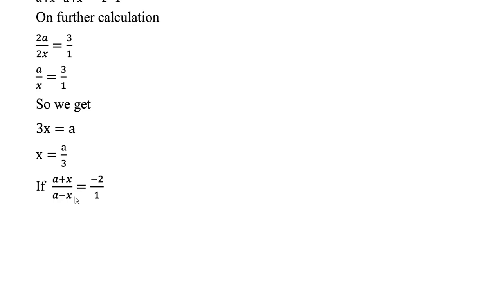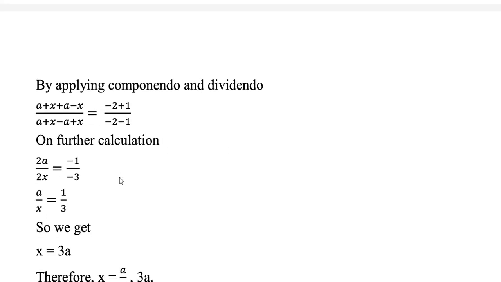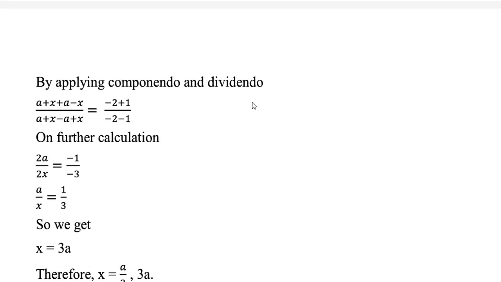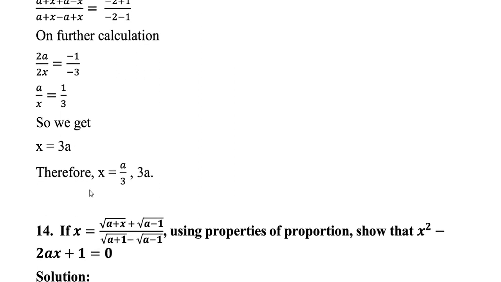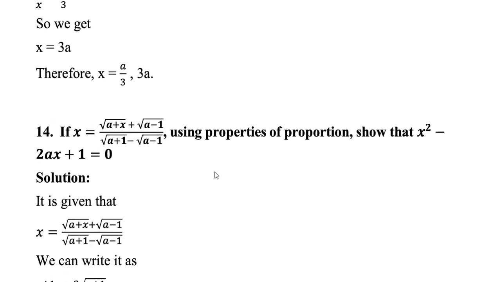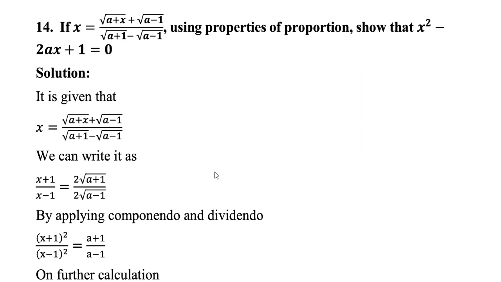So if a plus x divided by a minus x is equal to minus 2 by 1, again apply the same process, componendo and dividendo. Write it like this. Again a few steps of calculation. You will get x is equal to 3a. So the values of x will be a by 3 and 3a. We are getting two values of x. Come to the next problem.